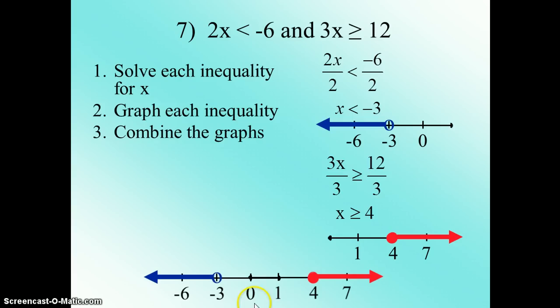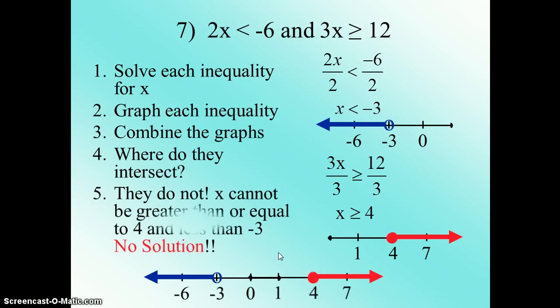Now, what's the problem here? Okay, they don't intersect, do they? So because they do not intersect, there is no solution. x cannot be greater than or equal to 4 and less than negative 3. That's impossible. Therefore, you have no solution. This is an or graph, isn't it?